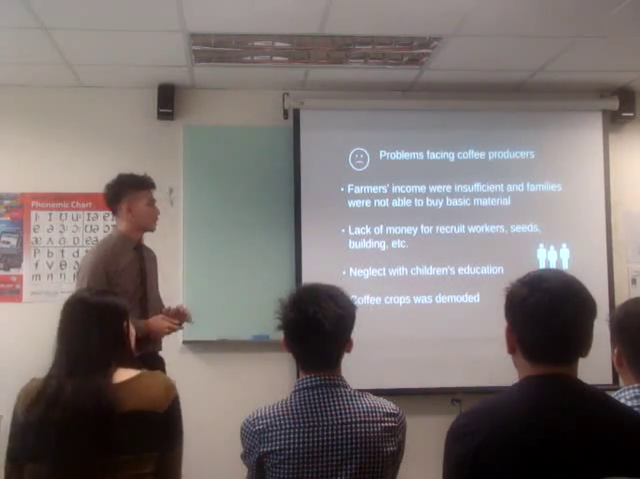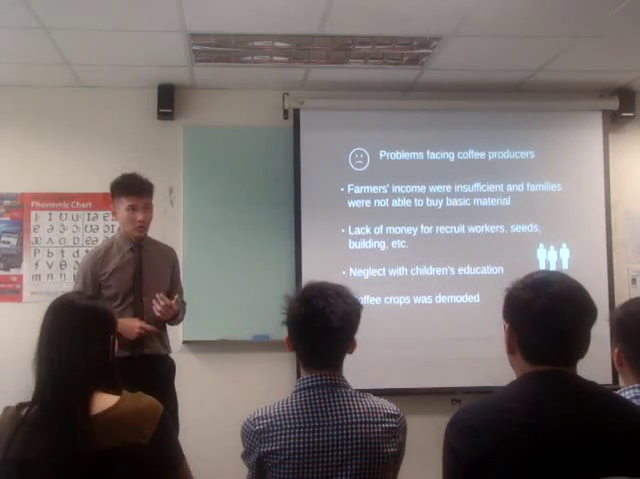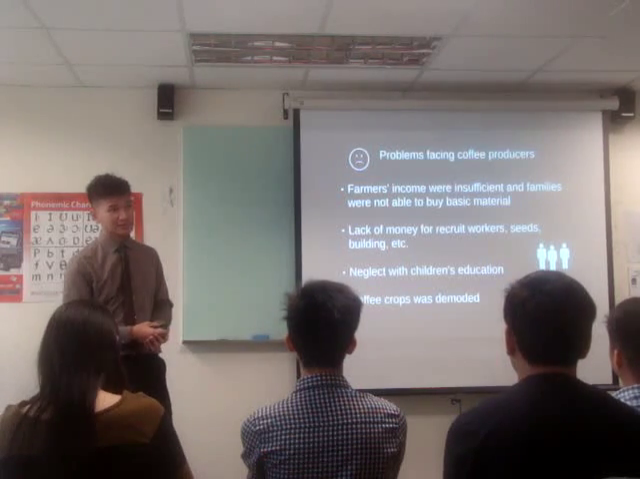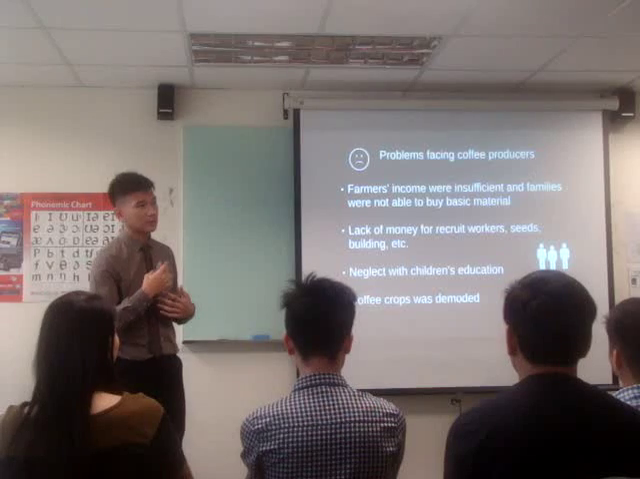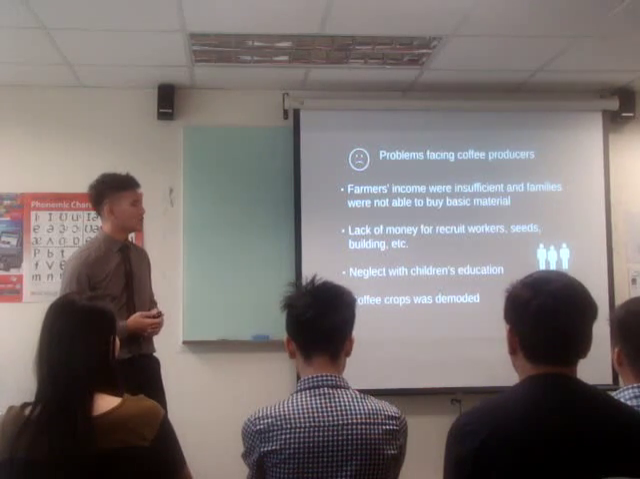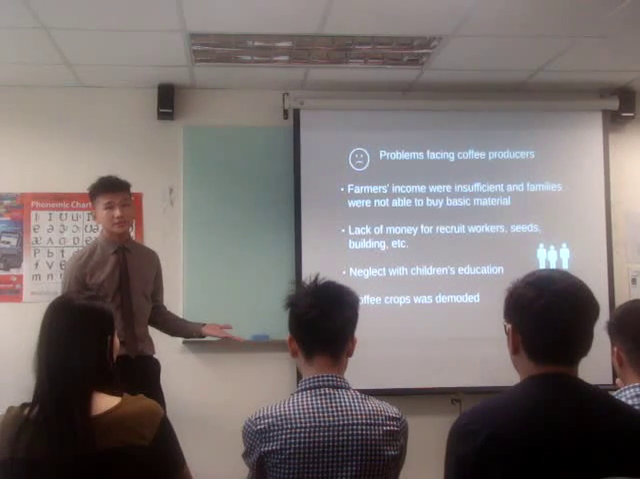And the third one is the neglect of children's education. They cannot afford to pay for the children's studies, to give them some knowledge. And lastly, the coffee crops were demoted. They can't use the crops again because they're already obsolete.